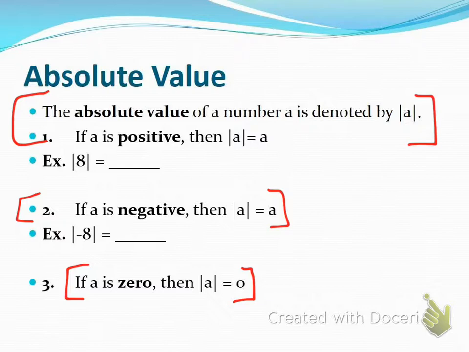The absolute value of a number is denoted by the bars around the A. So these bars denote absolute value. If A is positive, then the absolute value of A is A. Now, if it's negative, there's a small typo on here. The absolute value of negative A is still positive A. And if A is 0, the absolute value of 0 is 0.